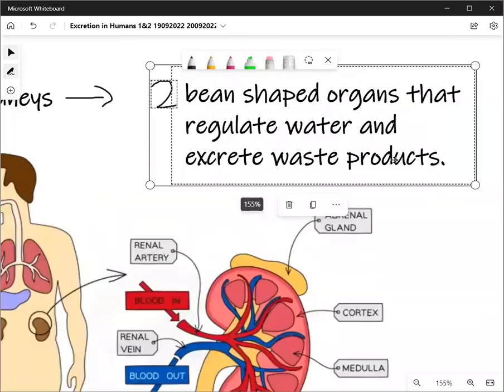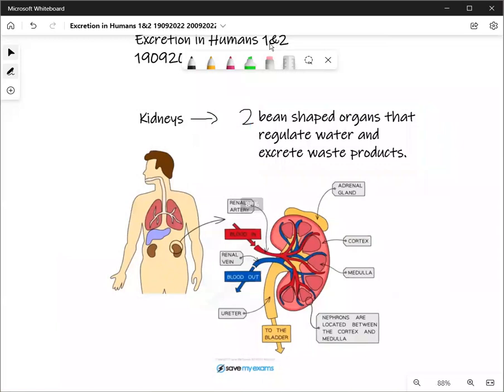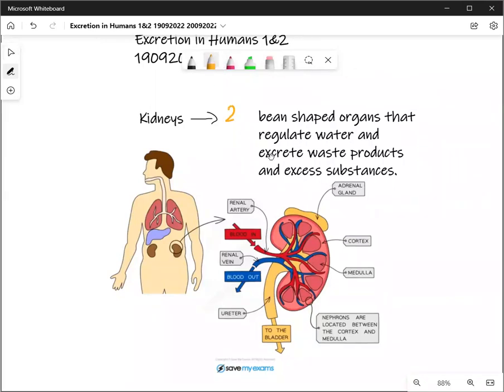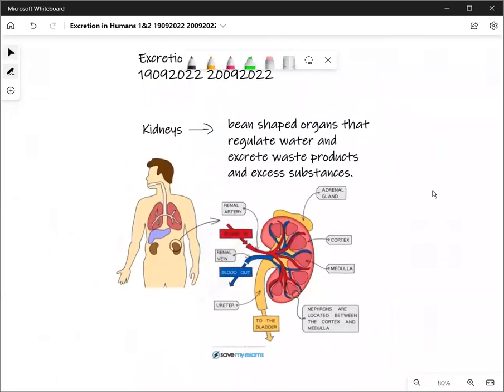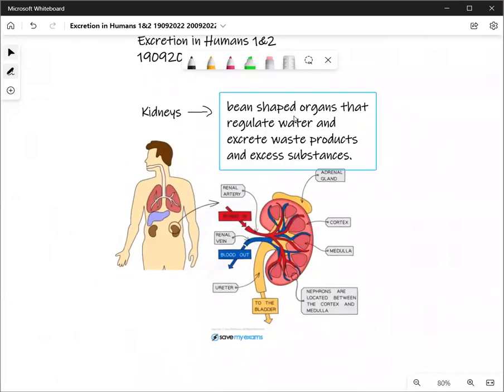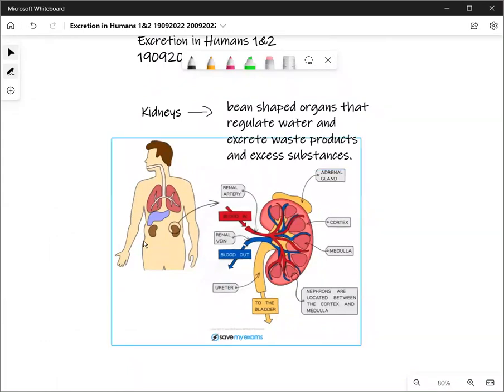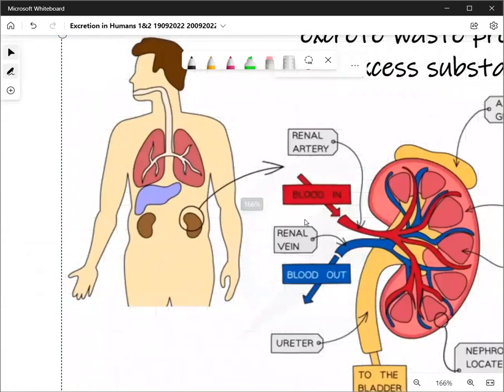Yep, that's their job. Now, in addition to this, they also do something else. They also excrete substances in excess, excess substances. That's what they do. Fine, that's good. Now there are two of these bean-shaped organs that regulate the water. Okay. Now I'll give you the definition afterwards. It's just to understand what they are. They are located right here.